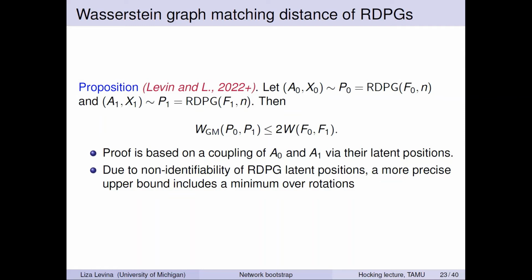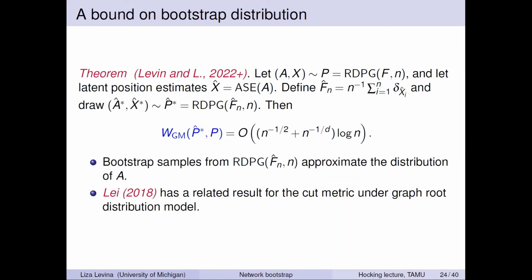And it's a coupling-based proof, which I'm not going to talk about, but that basically tells you if you can get these two distributions close enough in regular Wasserstein distance, then the resulting network distributions will also be close. And so from there, basically this bootstrap follows, putting these things together.